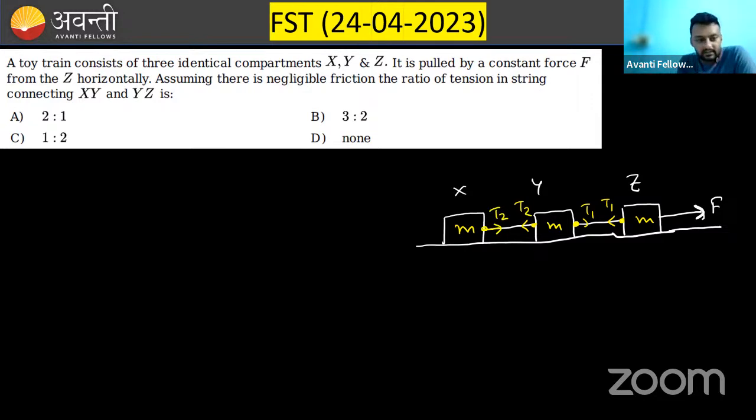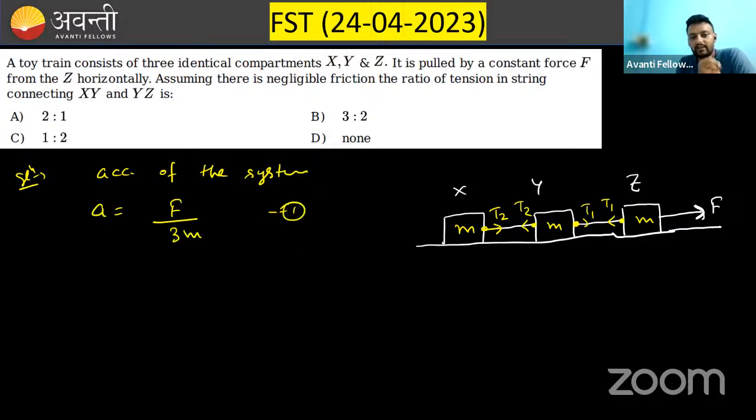Okay. Next thing is, try to understand the process. These three masses are connected and they will move together with the force by this force F. If they are moving together, then acceleration of the system, you know that acceleration is equal to force divided by total mass, and total mass is nothing but 3m. So this is the acceleration of the total system. That means each compartment is moving with this acceleration.